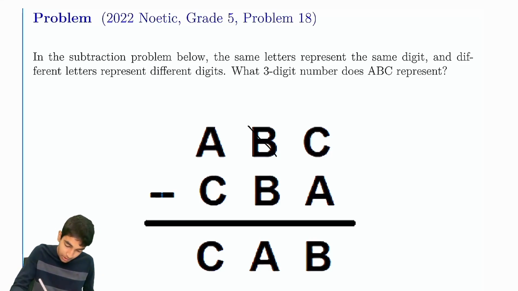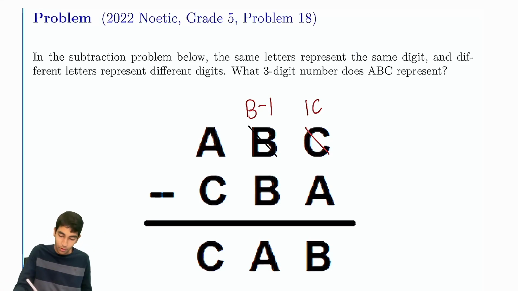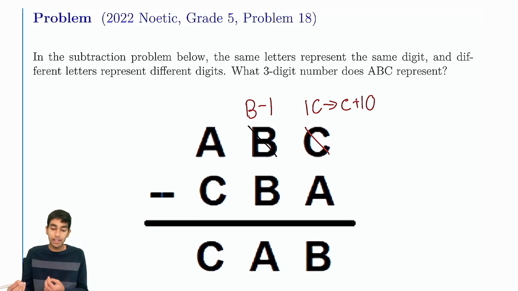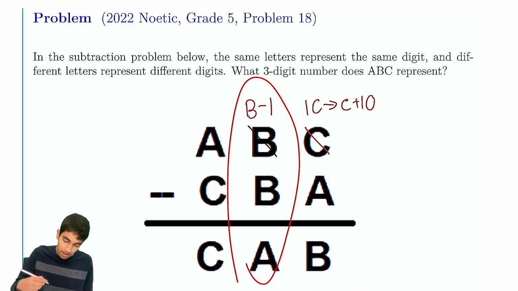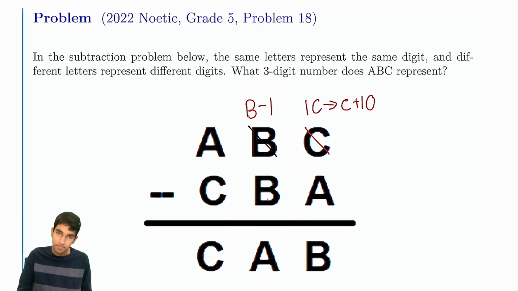So we can cross out this B and make it B minus 1, and we can make this C into 1C, which is really just C plus 10 here, right? That's what 1C is. Like 13, for example, would be 3 plus 10. So C plus 10, and then now we're subtracting A to get B. There's not much more we can do here based on just this, so maybe let's turn our attention to the middle column. B minus 1 minus B. So we of course have to carry over, because B minus 1 minus B can't be done.